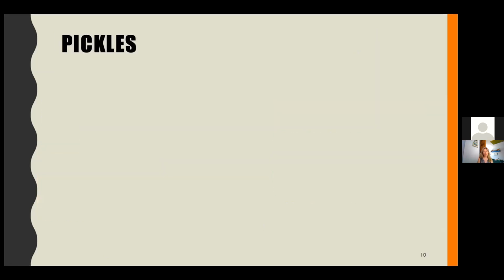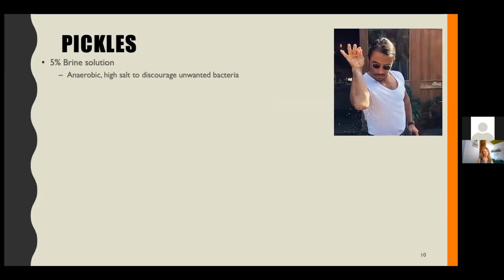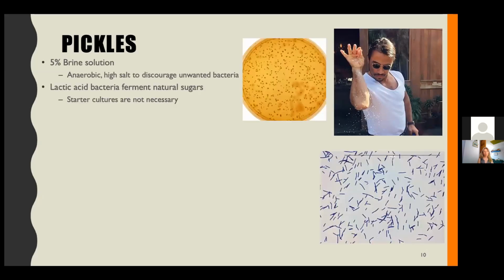So first is pickles. Pickles are cucumbers that are stored in a brine solution. This brine solution is an anaerobic environment with high salt that discourages unwanted bacteria. Those unwanted bacteria are competitors that will outcompete the lactic acid bacteria that we want. And those lactic acid bacteria will ferment the natural sugars. I know that we don't usually think of cucumbers as a sweet food, but they're there.